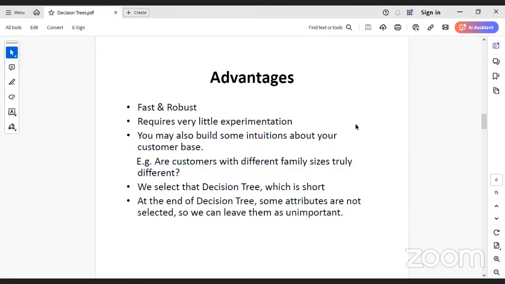So decision tree requires very little experimentation. It can handle a few things by itself. Again, it is a problem too. How? I will explain it to you.